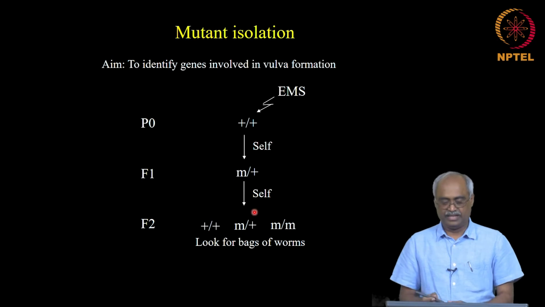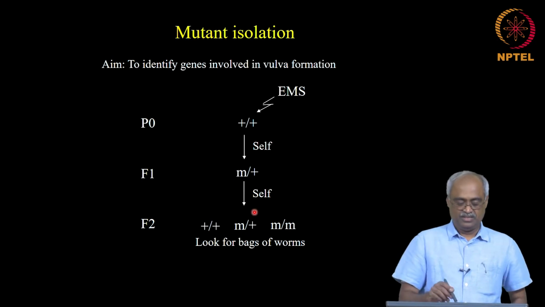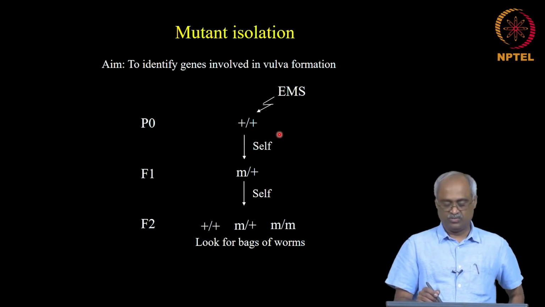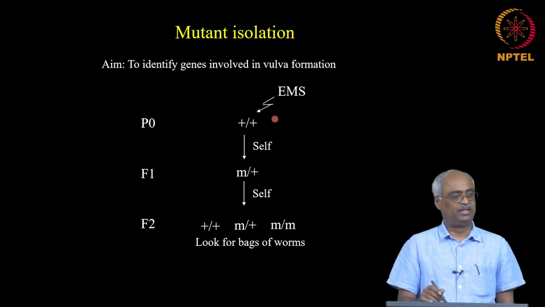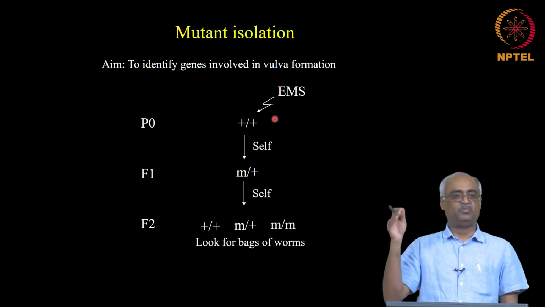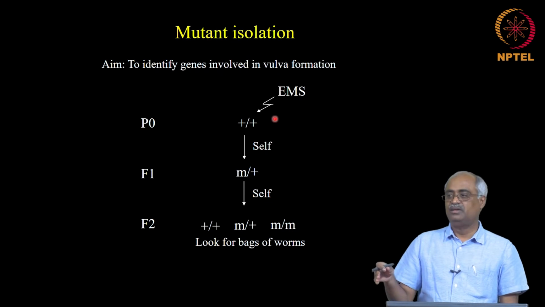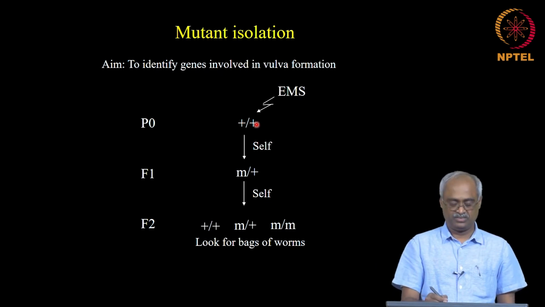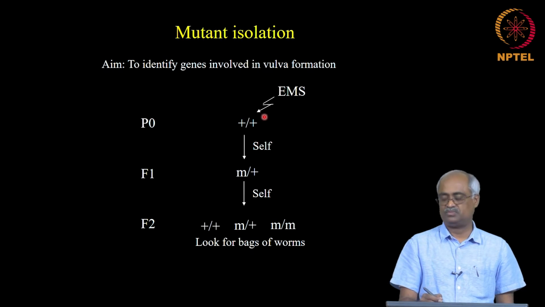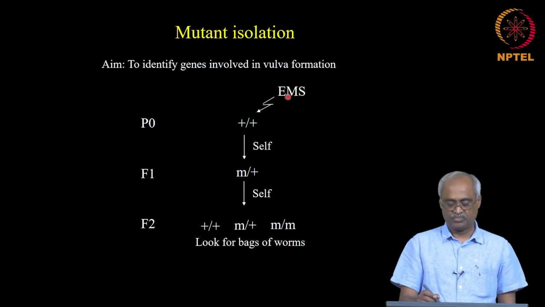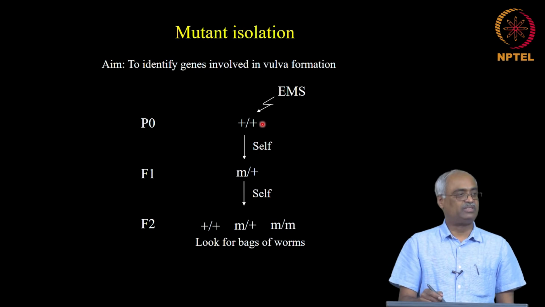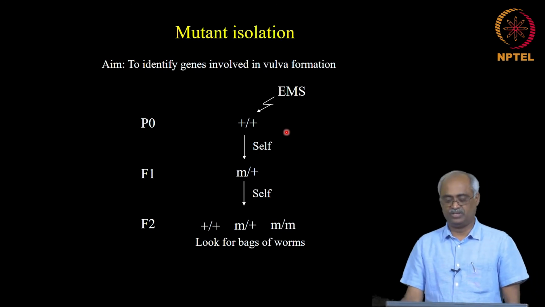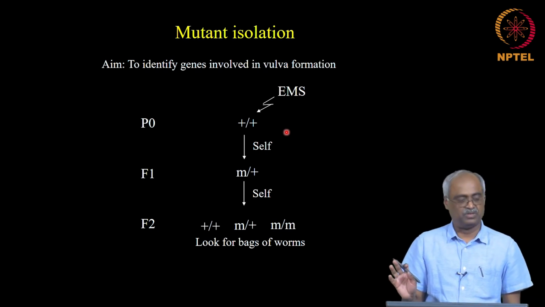Okay, so this is an actual screen here. You take wild type worms for a given gene involved in vulval development. Since this worm has a functional vulva, we will assume that gene is wild type, plus over plus, it is diploid. Then you treat with EMS and allow it to self, meaning the hermaphrodites are going to give their own progeny using their own sperm and egg.